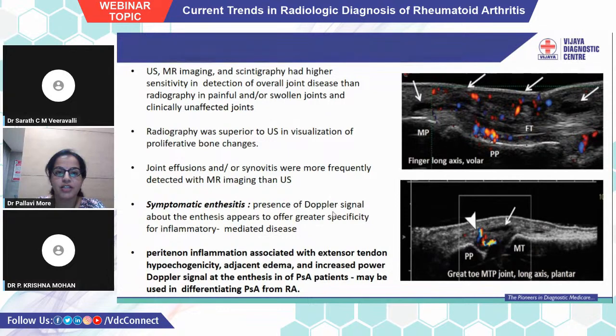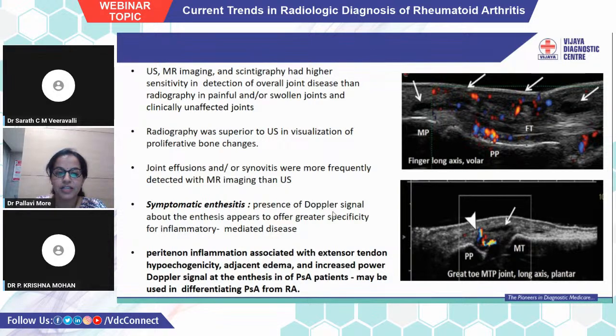Ultrasound, MR imaging, and scintigraphy have higher sensitivity in detection of joint disease than radiography in painful and swollen joints or clinically unaffected joints. Radiography was earlier superior to ultrasound in visualization of proliferative bony changes. Joint effusion and tenosynovitis are more frequently detected with MRI than ultrasound.